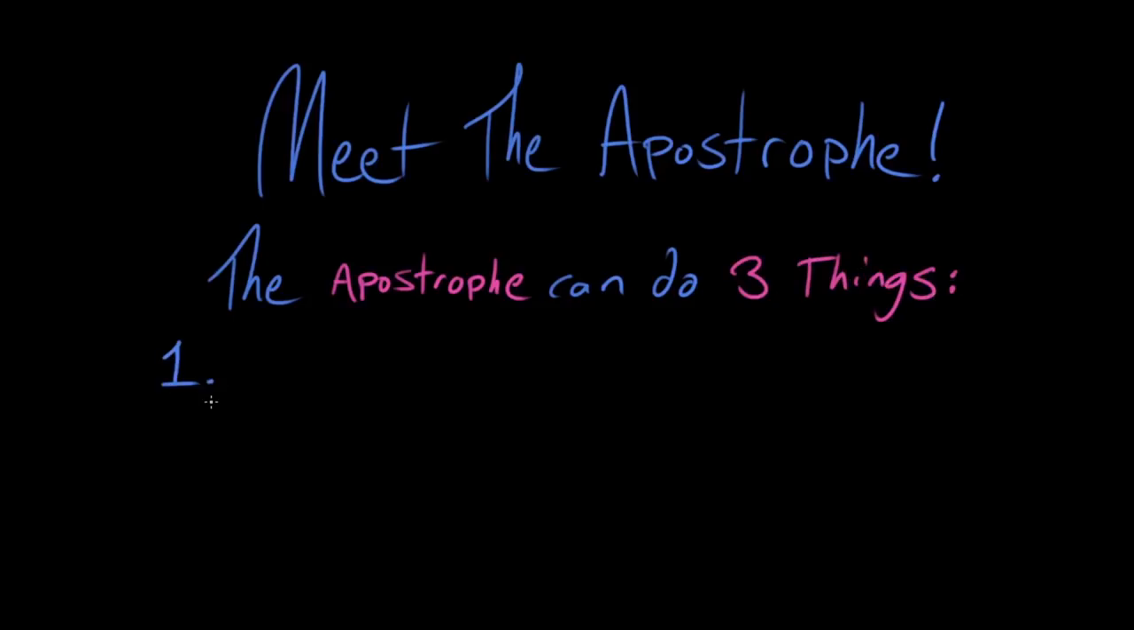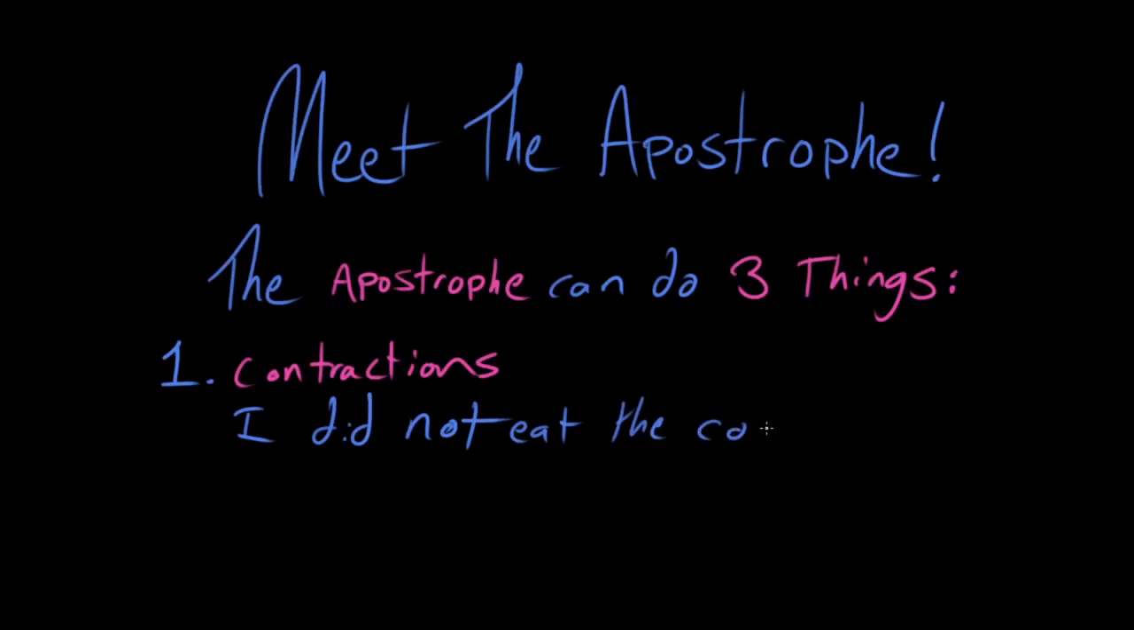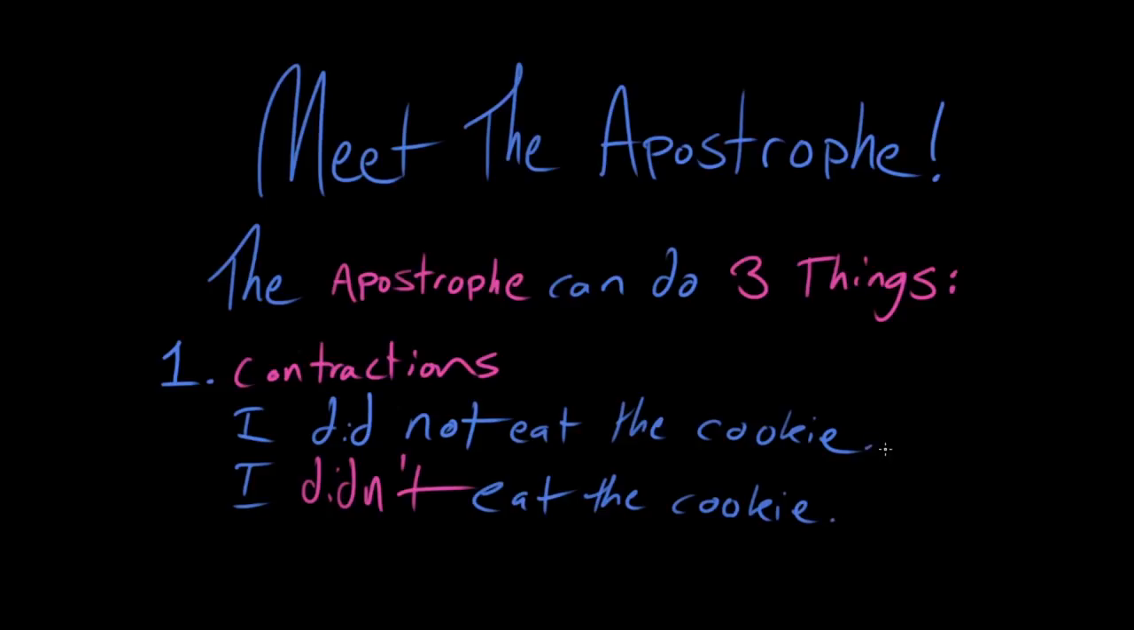Thing number one, it can stand in for missing letters. So when an apostrophe stands in for missing letters, that's called a contraction. So what does that look like? What does a contraction look like in context? So another way to say something like, I did not eat the cookie, is to say, I didn't eat the cookie. So that apostrophe there represents the O being taken out and everything being squished together into this new word, didn't. So did not gets together, and then we attach this apostrophe to show that we've contracted or shortened or shrunk these two words.